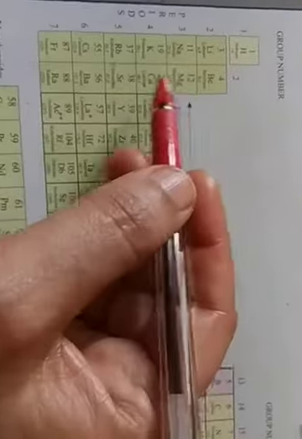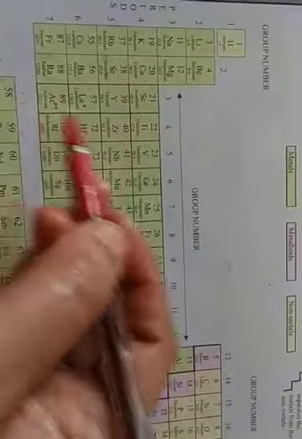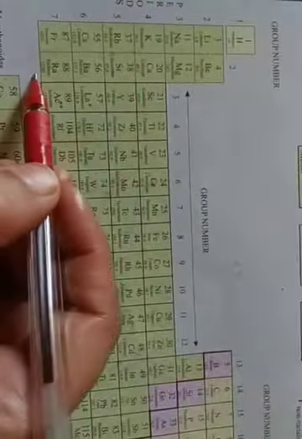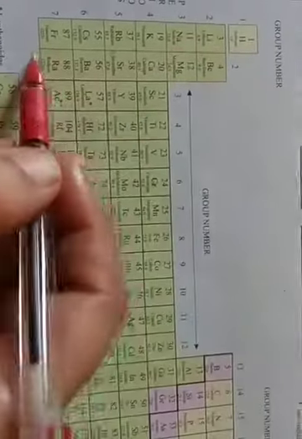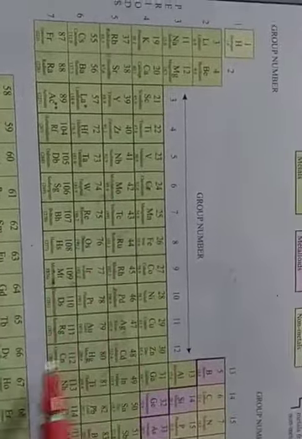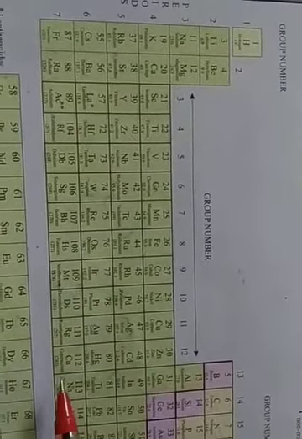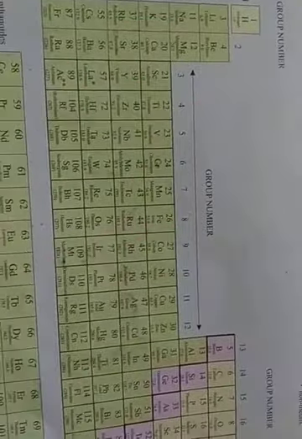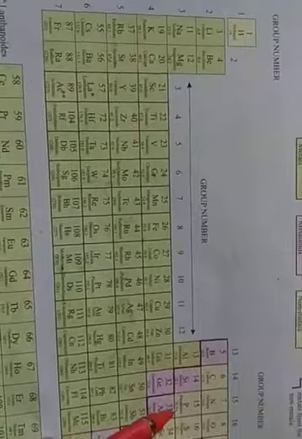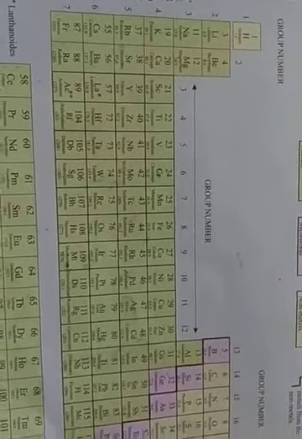But valency remains the same on going down in the group. We know that all the elements in a group have the same valency: +1 valency, +2 valency, +3, like this. All the elements on going down the group have the same valency, but from left to right, valency increases from 1 to 4, then it decreases to 0.